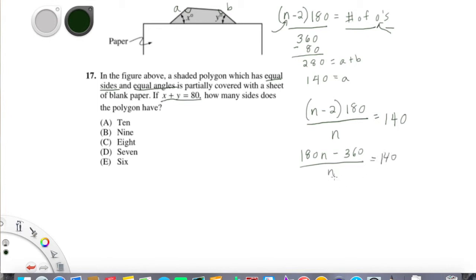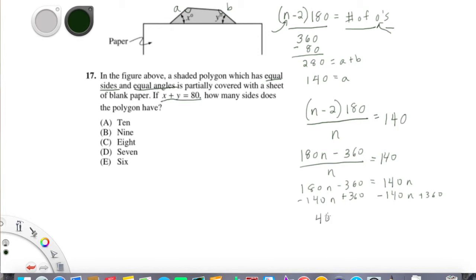Then we can multiply by n to get rid of the n on the bottom. So 180n minus 360 equals 140n, as we multiply both sides by n. Now we have 180n minus 360 equals 140n. Let's get the n's all on one side and the numbers on the other side. Let's subtract 140n from both sides because nobody likes negative numbers all over the place. We're also going to get rid of the 360 on this side. We'll add 360 and we'll add 360.